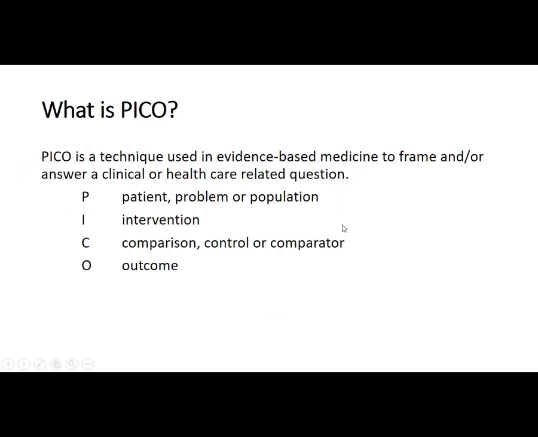And in case you want to know what is a PICO question, PICO is a technique used in evidence-based medicine to frame and/or answer a clinical or health-related question. So P stands for patient, problem, or population, depending on the situation. I is the intervention. C is comparison, control, or comparator. And then O is the outcome that we expect or desire.